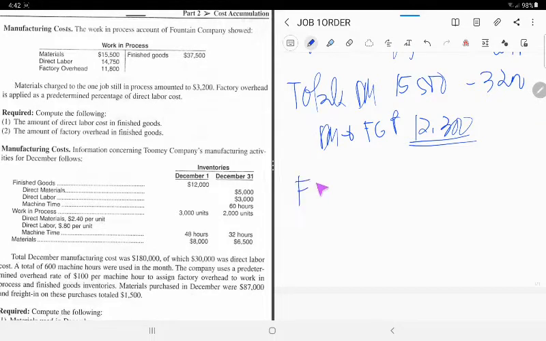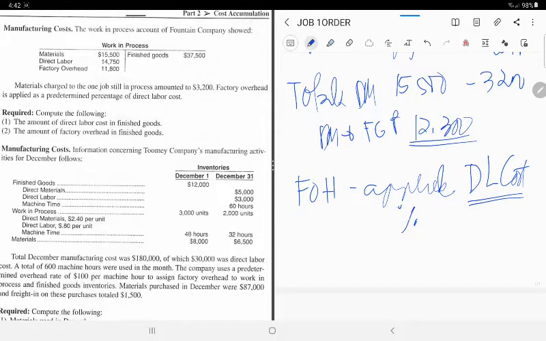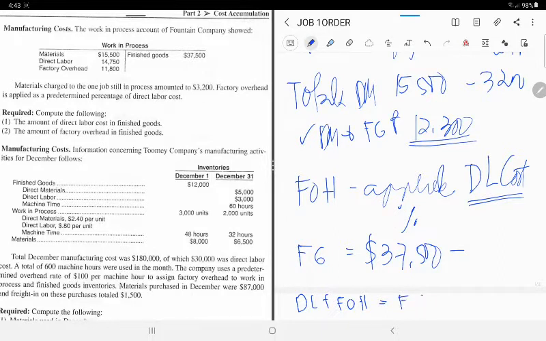What else does it say? The factory overhead is applied based on direct labor cost. So if it is based on direct labor cost, it is a percentage. Let's see. We can now determine, knowing the direct material and knowing that the finished goods is equal to 37,500, that your direct labor and factory overhead is equal to finished goods less direct material cost included in the finished goods. Is that clear?